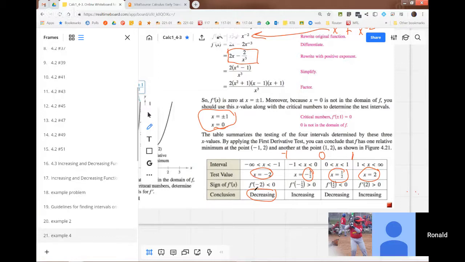So it's the derivative that you want to check. Take your test value and check the derivative, because if the derivative's negative, it tells you it's decreasing. If it's positive, it tells you the function is increasing.